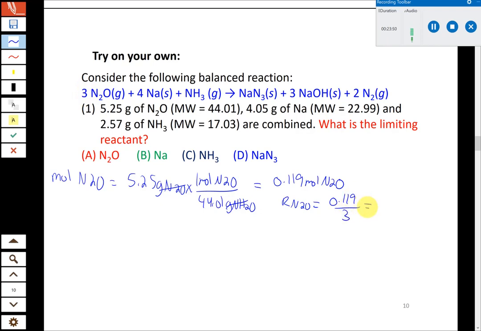All right, so these are sort of the first 2 steps we're always going to want to do in a limiting reactant problem, if you like this approach anyway, which is to calculate the moles and then divide the moles by the coefficient to get this stoichiometric ratio that will allow us to identify which one is limiting.